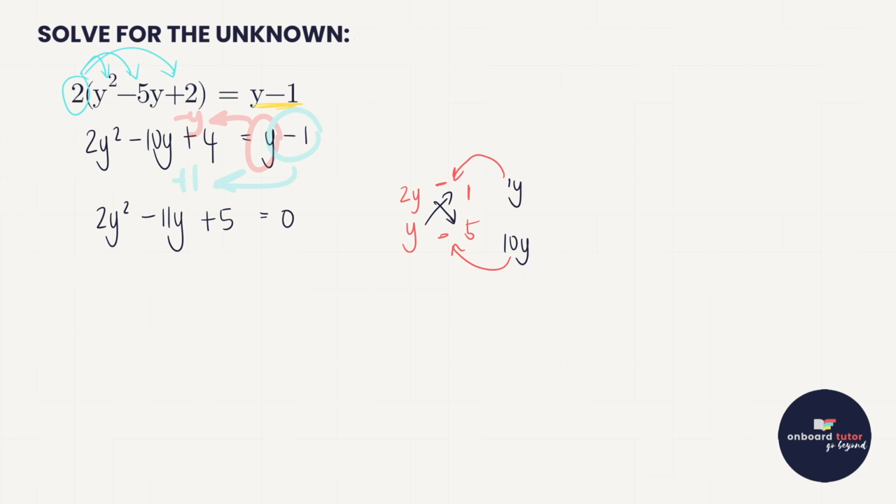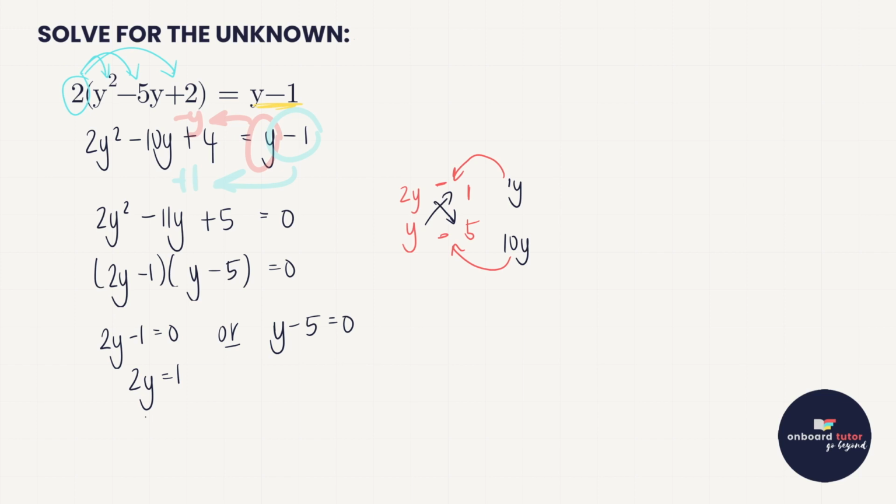Okay, so now we are ready to factorize this. It's going to be 2y minus 1 and y minus 5 equals 0. And then once we've done that factorizing, we can break it up and say, well, either 2y minus 1 equals 0 or y minus 5 equals 0. And now what we've got is two linear equations, and we can simply solve that. So this will be 2y equals positive 1, and then we divide both sides by 2, so y equals a half, or over here, y equals positive 5.